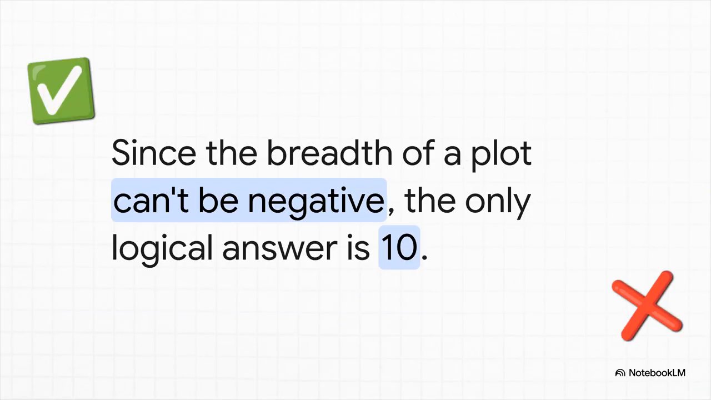Okay, the math gives us two numbers, but this is where we have to use our common sense and bring it back to the real world. Can a plot of land have a breadth of negative 20 meters? No way, that doesn't make any sense. So we can confidently just toss that negative solution out. The only answer that's logical here is 10.